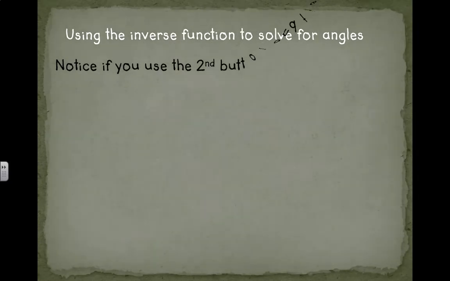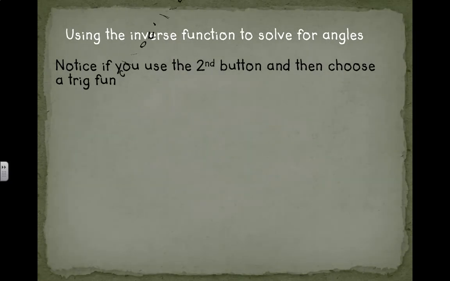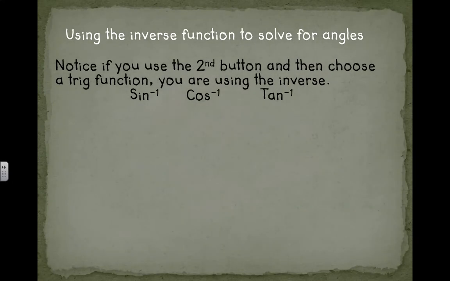Notice that if you choose the second button on your calculator and then choose a trig function such as sine, cosine, or tangent, above the button in a different color it has sine inverse. It looks like sine to the -1, but it really means sine inverse, cosine inverse, and tangent inverse. So you are going to use these functions when you have the side lengths but you don't have the angle measures. And this only works in a right triangle for the way that we're going to do this now.